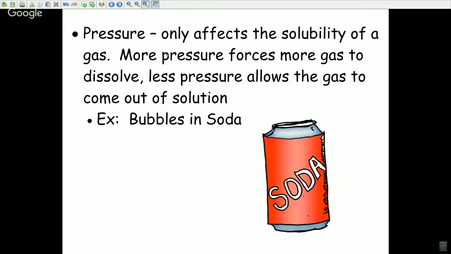And pressure, as it's treated on the Regents, pretty much affects gases only. So you can make gases more soluble by increasing the pressure. When the pressure gets lower, the gases come out of solution. And that's when you open the soda bottle, that noise you hear is the gas escaping because you're decreasing the pressure. Gas is actually most soluble at low temperatures and high pressures.